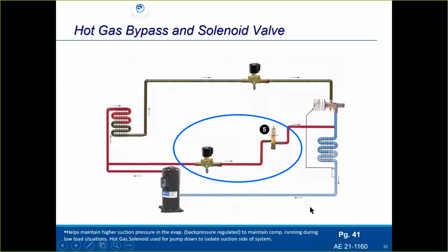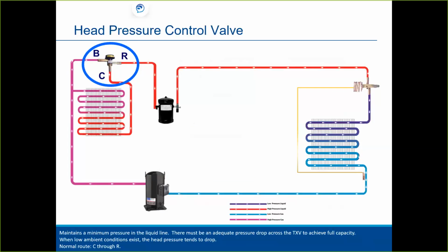You also can find this on page 41 on your technical help guide, and there is an A Bulletin 1160. Head pressure control valve, quite a few different names for this, headmaster. The normal route of this would be the C through R. And what happens here is, again, the main purpose for the TXV is for superheat, right? But we have to have a pressure drop here. We have to have some kind of pressure drop.